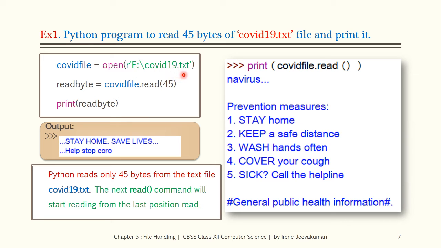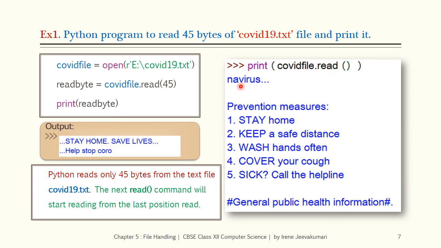So when the covid19.txt file is opened, the file pointer was there in the beginning of the text file. From the beginning, the read command reads 45 bytes. Now the file pointer is in the beginning of the 46th byte. So when we apply any read function on this covid19.txt file, it reads from the 46th byte. So that's why here when the read function is provided, it has read the entire contents from the 46th byte. So the read function, when it is applied with the file object, reads from the last position read.